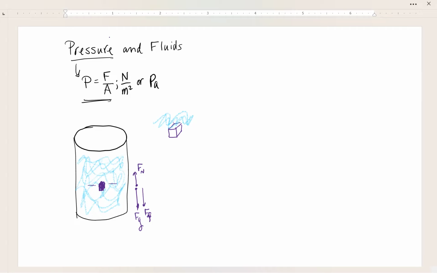And you guys have seen this before. If I drop a rock in a glass of water, the rock sinks. If I drop an ice cube in the glass of water, the ice cube floats, and you guys say, well, that's because the ice cube is less dense and therefore it floats. Why? What does being less dense have to do with anything?